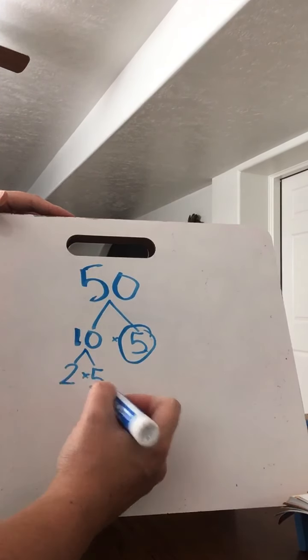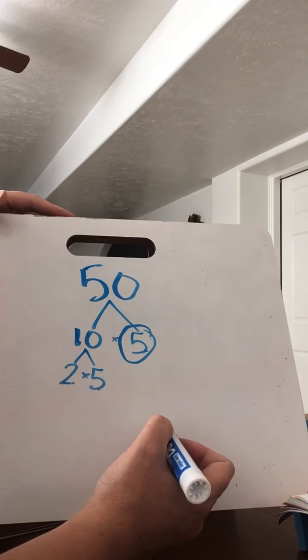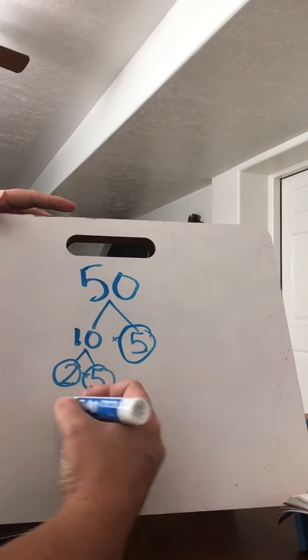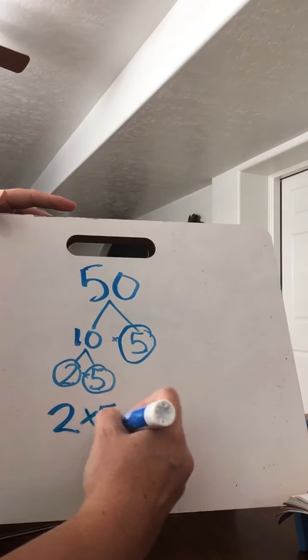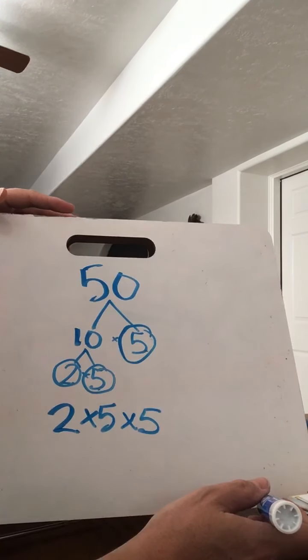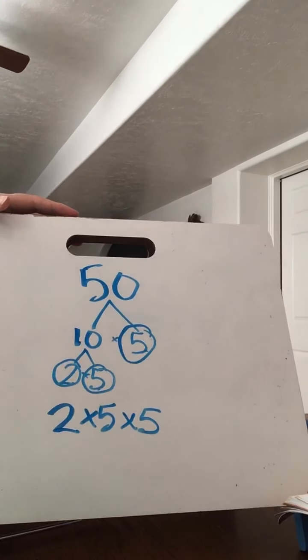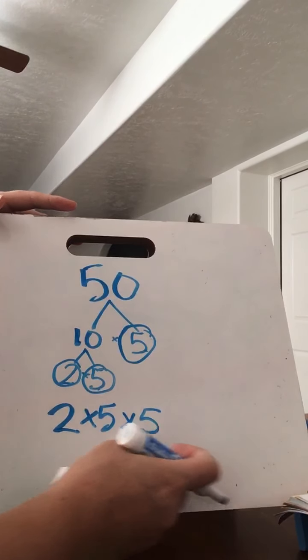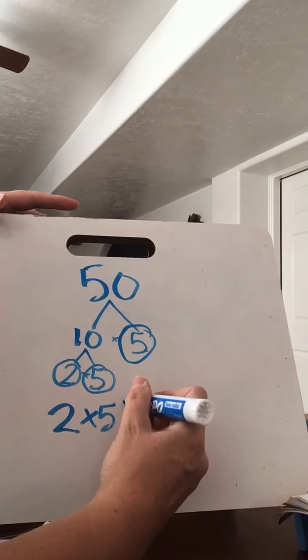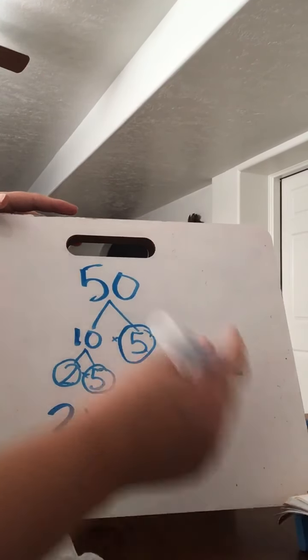But now I'm looking at 2 and 5. Can I break those down anymore? Or are those prime numbers? They're prime numbers. I'm going to circle them. So now your answer is going to be 2 times 5 times 5. But remember, it said write the prime factorization using exponents. So if you have more than one number, we've got 2 5s here. They don't want you to write it like that. They want you to put the little 2 exponent up here. Does that make sense? Okay, we're almost done here.